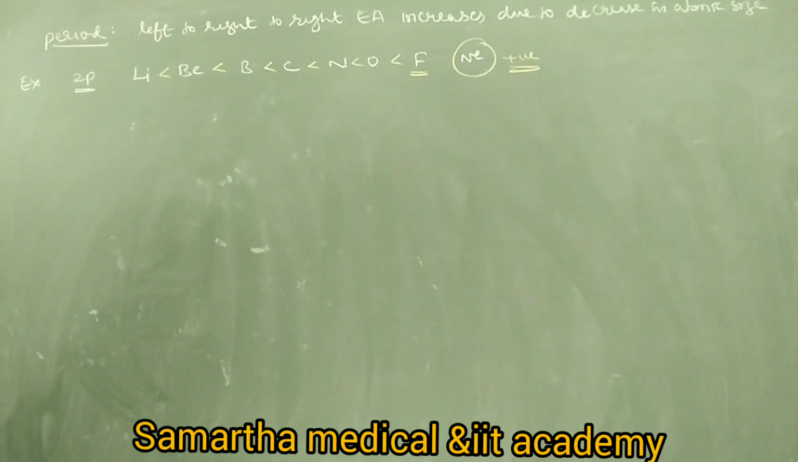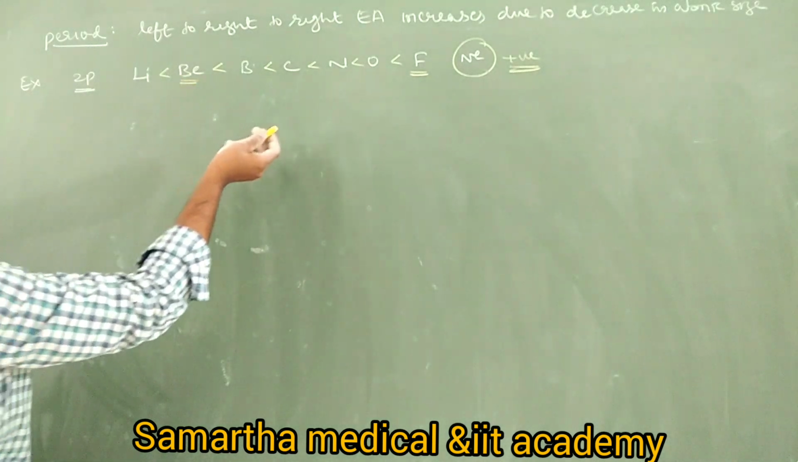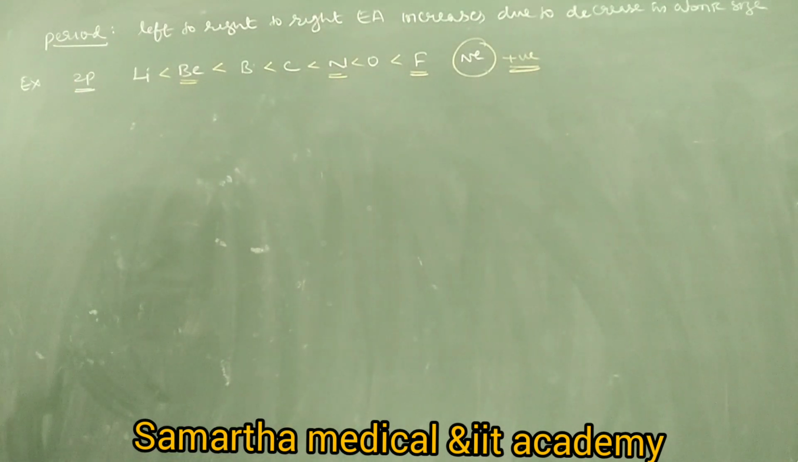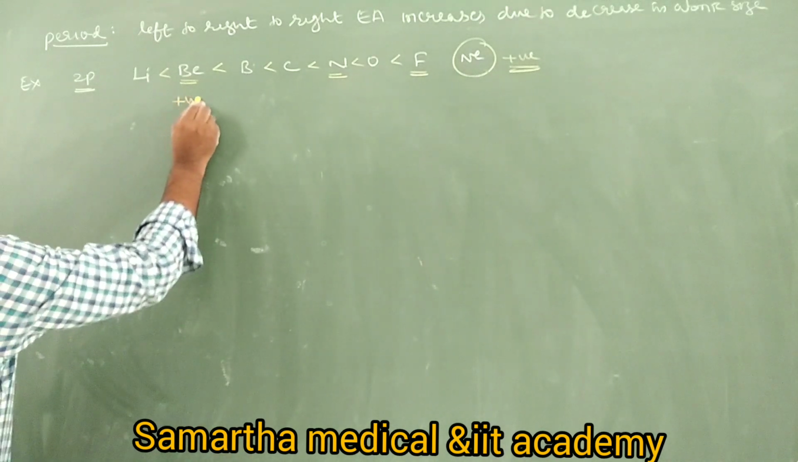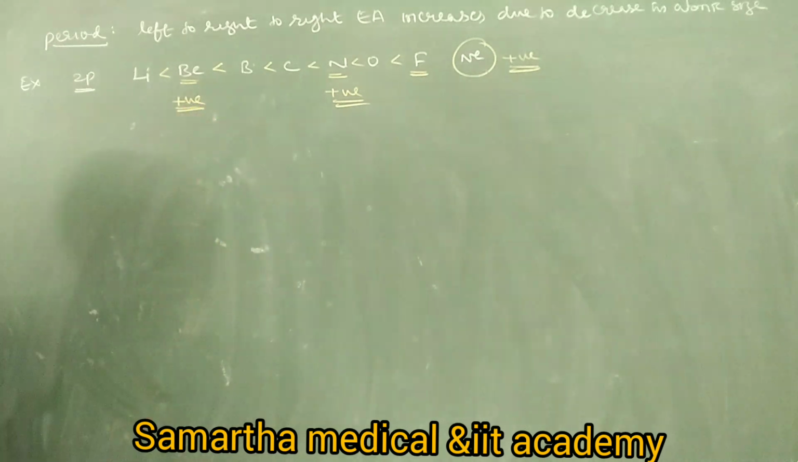Okay. Because they have a stable electronic configuration. But here also you will get some exceptions. Beryllium has positive, right? Nitrogen has positive. There are some exceptions, but in general the order increases. Okay. It also has positive electron gain enthalpy. Okay.